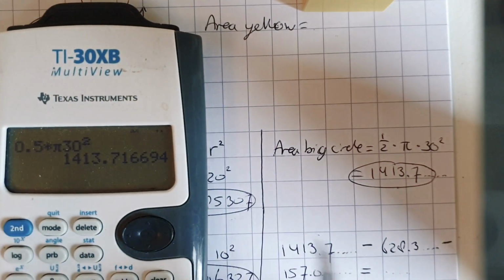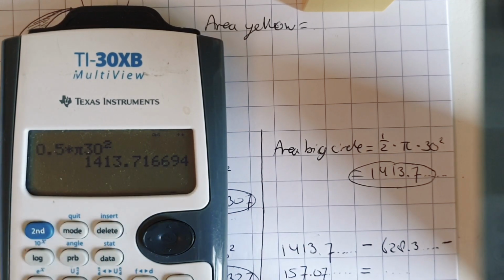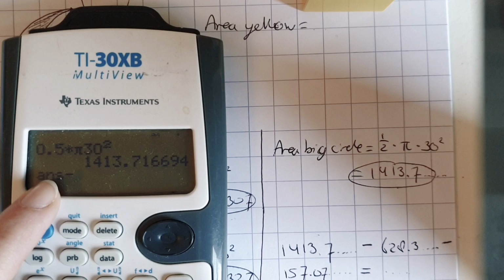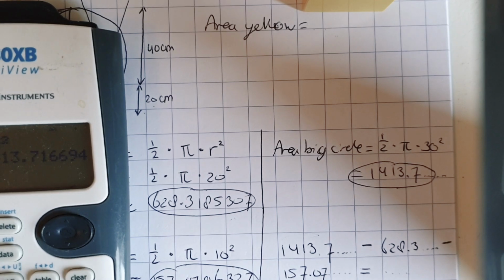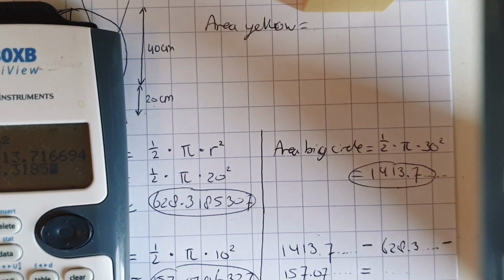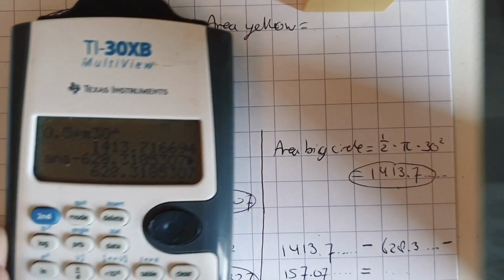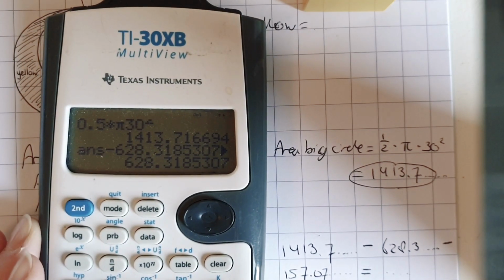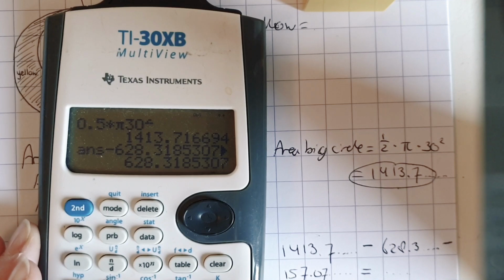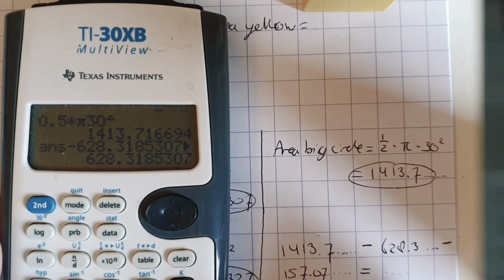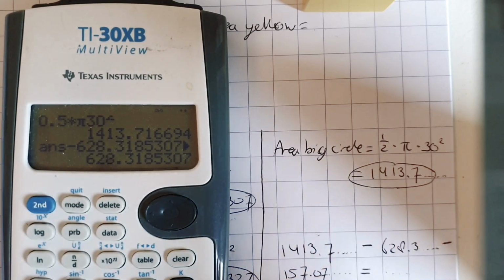It's still in my calculator, with all the decimal numbers. Then I'm going to press minus, and then it shows Ans, that means answer, the previous answer, minus what was it again? 628.3185307 minus this one, 157.0796327, and this is the answer, which is 628.3185, okay? And then that is the yellow part.